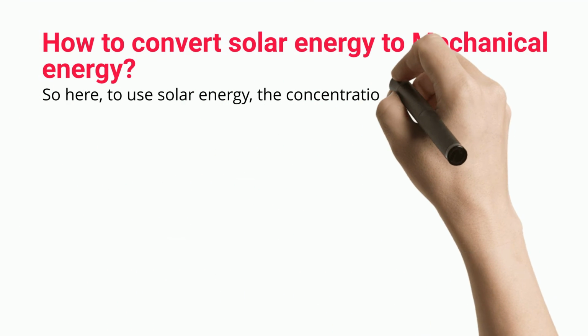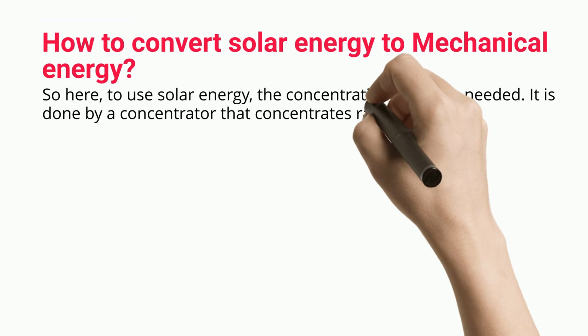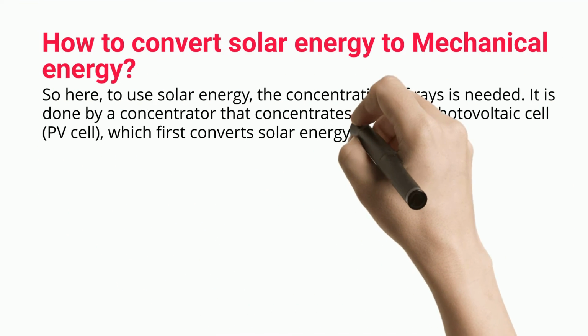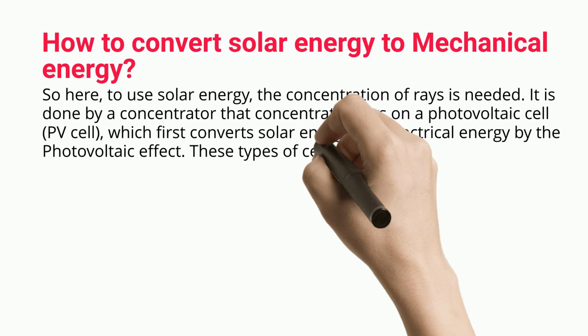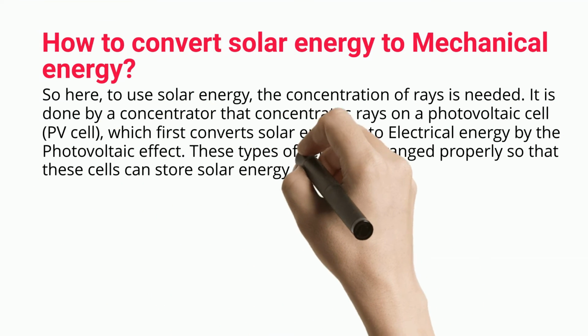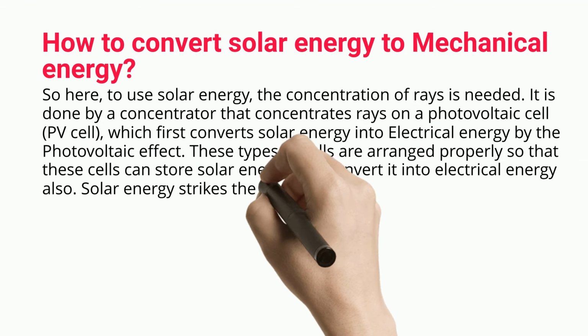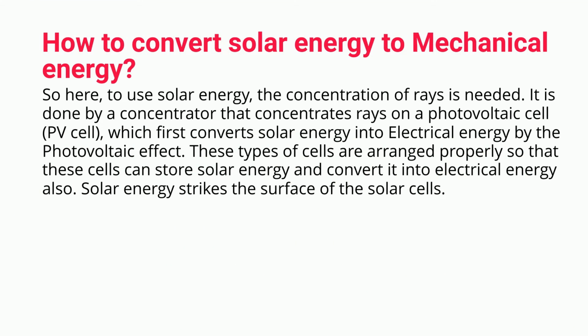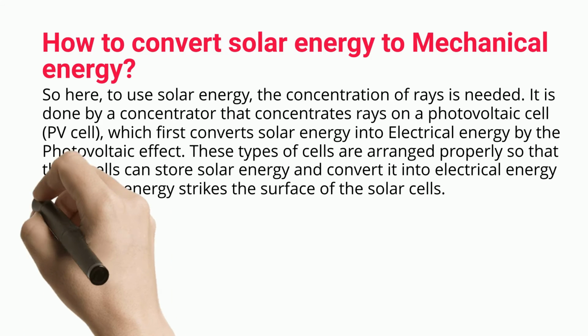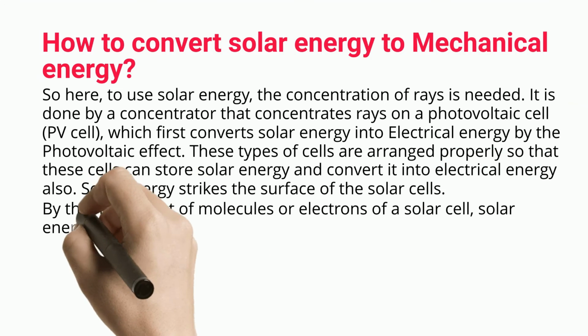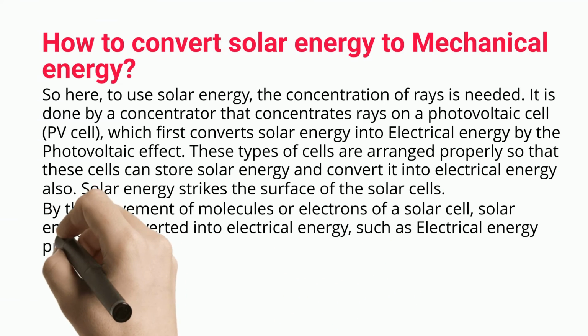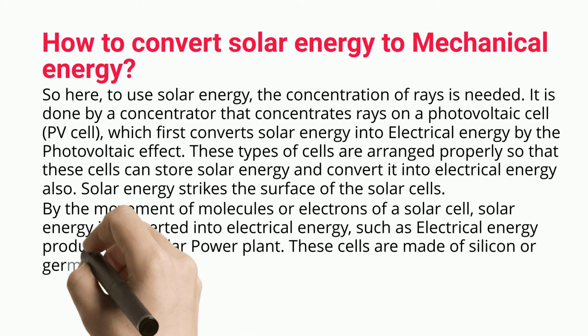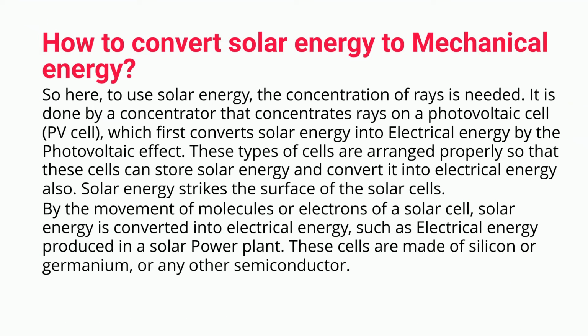So here, to use solar energy, the concentration of rays is needed. It is done by a concentrator that concentrates rays on a photovoltaic cell, PV cell, which first converts solar energy into electrical energy by the photovoltaic effect. These types of cells are arranged properly so that these cells can store solar energy and convert it into electrical energy also. Solar energy strikes the surface of the solar cells. By the movement of molecules or electrons of a solar cell, solar energy is converted into electrical energy, such as electrical energy produced in a solar power plant. These cells are made of silicon or germanium, or any other semiconductor.